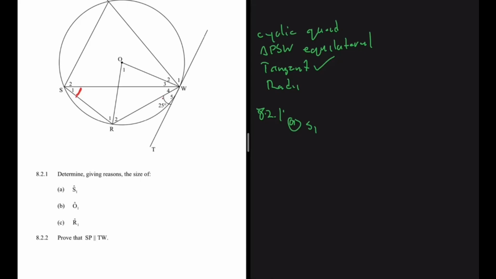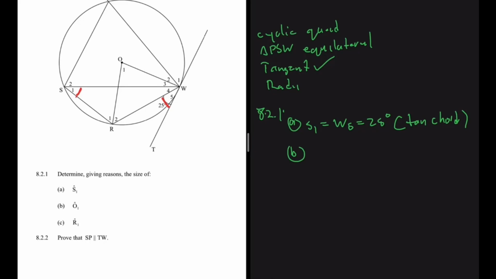Look at W5. W5 is between TW and RW. And then at the same time, RW subtends S1. So S1 will be equal to W5. It will be equal to 25 degrees. And why are we saying so? Tan chord theorem. And then let's move to B. B says let's find O1. Again, we're not thinking about anything else other than the four keywords we have.